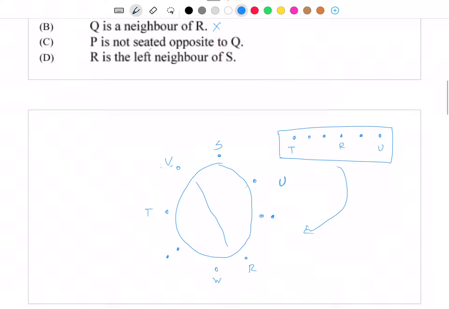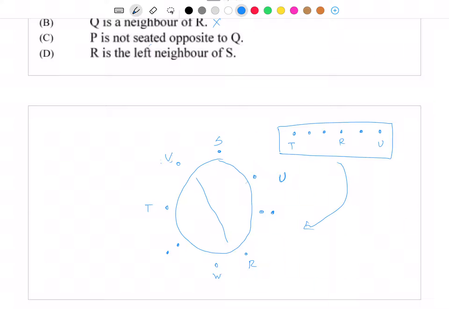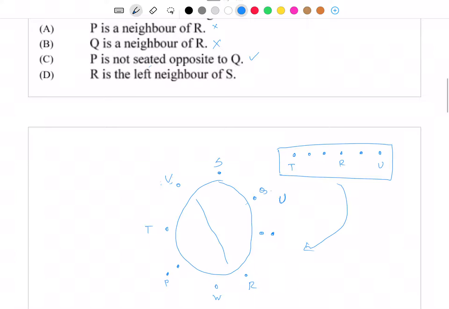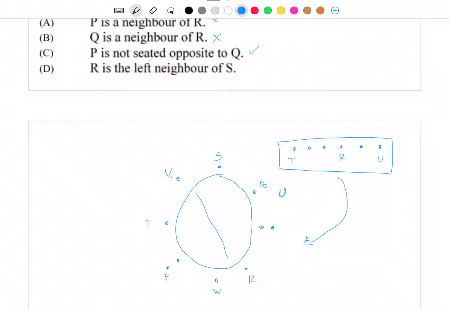P is seated opposite to Q. Yes, sure. If we place P here and Q here, P can sit opposite to Q. So this should be the correct option. Let's go to the last option: R is a left neighbor of S. R could never be a left neighbor of S, which would be either V or Q. So this is wrong. So the correct answer is C.